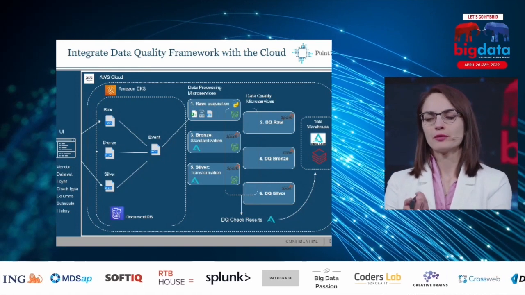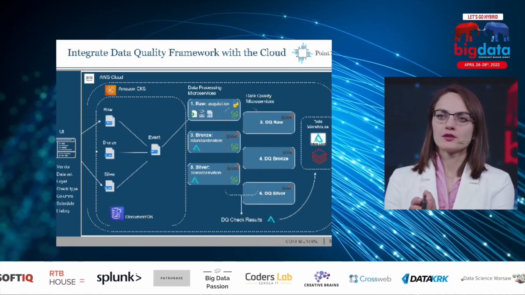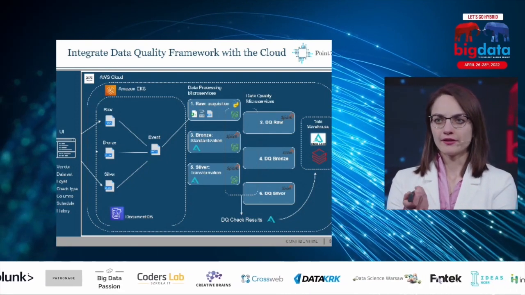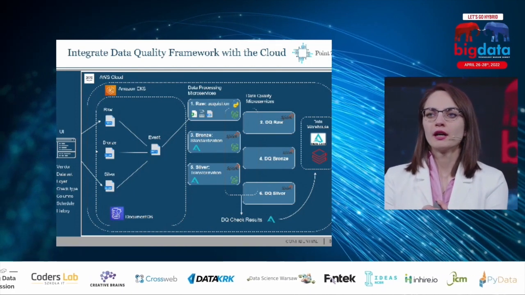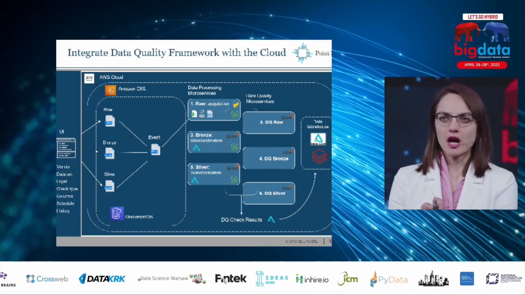Then it's followed by the next DQ microservice. So as you see, those microservices alternate with each other. And then all the results are written to Databricks tables. So this is the logic of how it works.